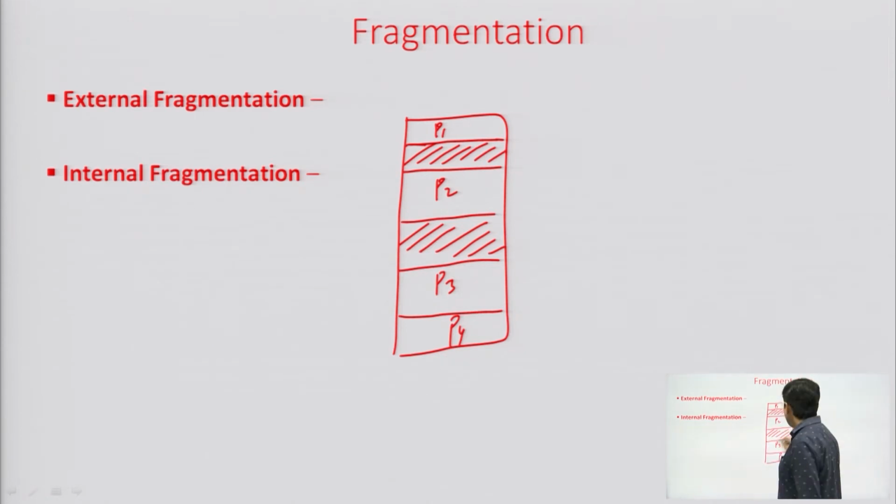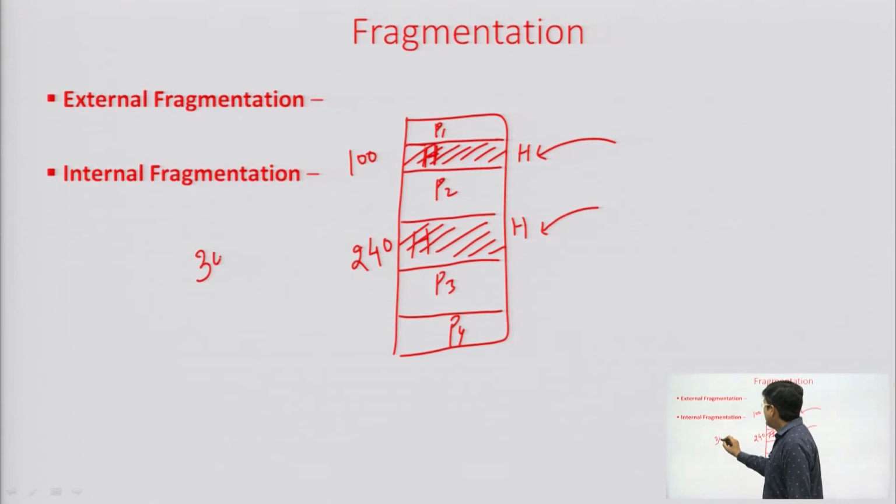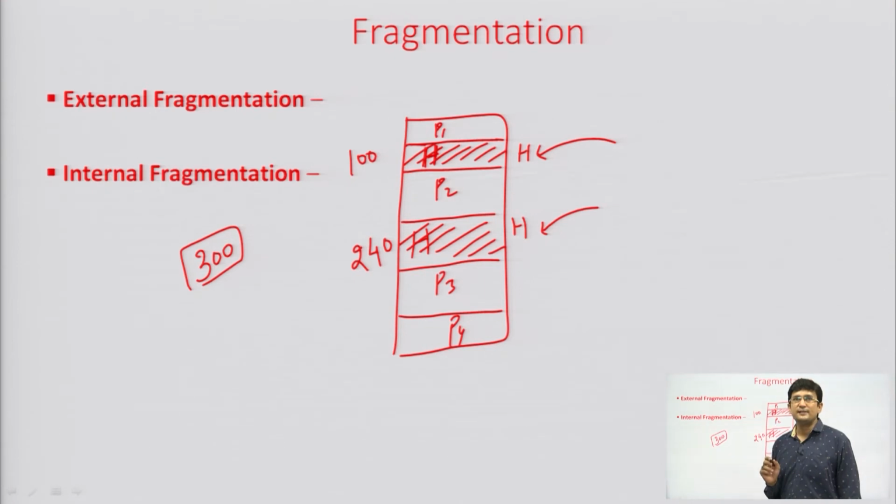Now, you can see that there are two holes here, which may be of different sizes, let us say this is of size 100 and let us say this is of size 240. So, both of these are holes and any newly coming process can get a space here or here. Or it may be possible that they do not get a space. For example, the process size is, let us say, 300 kb. A 300 size process can neither be accommodated in 100 size nor in the 240 size.